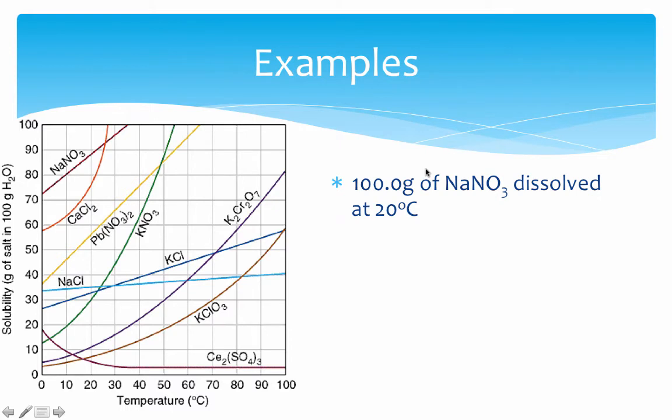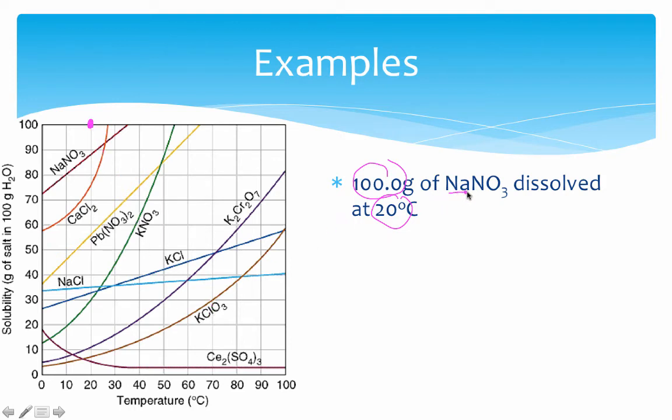So let's talk about a couple of quick examples. I'll do one of these together just to give you an idea of what we're talking about, and then maybe you can try a couple of these on your own. Let's say, for example, we try to dissolve 100 grams of sodium nitrate at 20 degrees Celsius. Well, let's plot a point that involves these two data values, 20 degrees Celsius, which is right here, and 100 grams of our substance. We're right up here at the top of the chart.